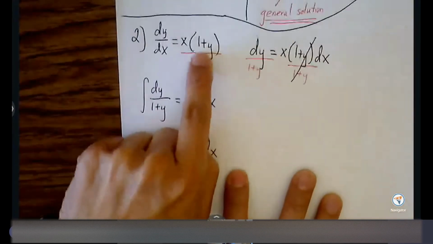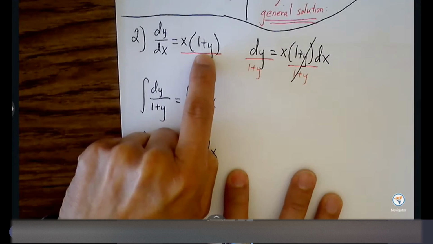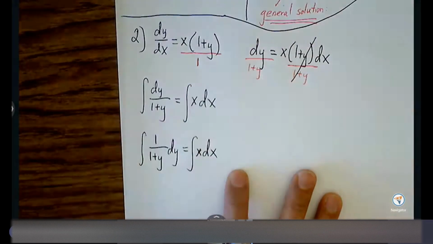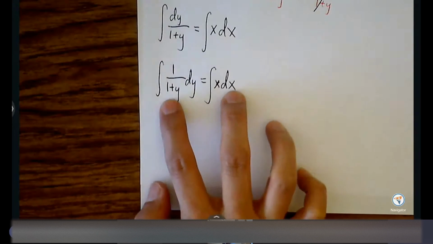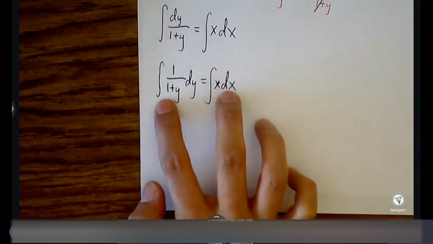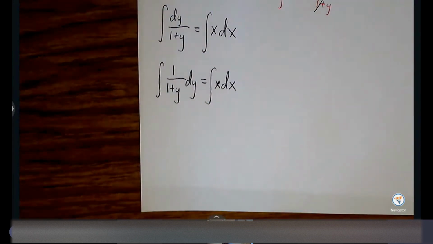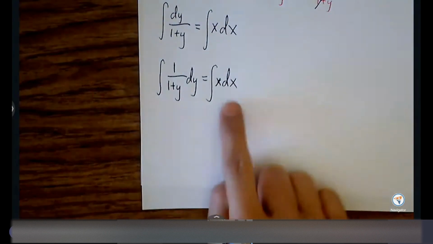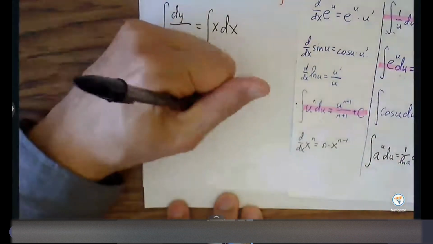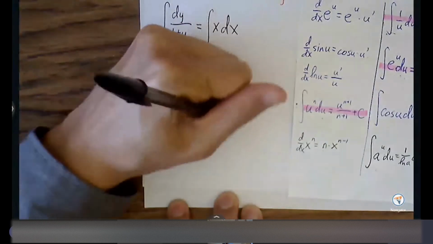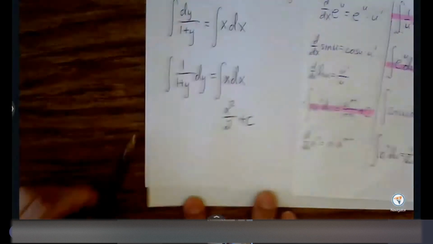But at the beginning, those parentheses are there to help you, so leave those alone. All right, so we are ready. We have separation of variables. We're ready to apply the integral rule on both sides. Let's do the easy side first. Integral of x becomes x squared over 2 plus c.